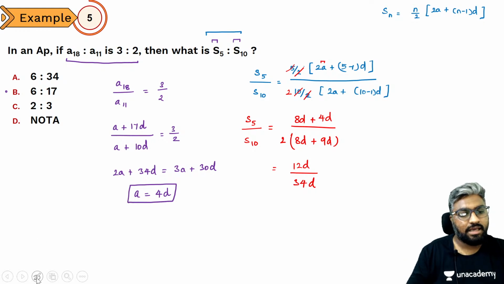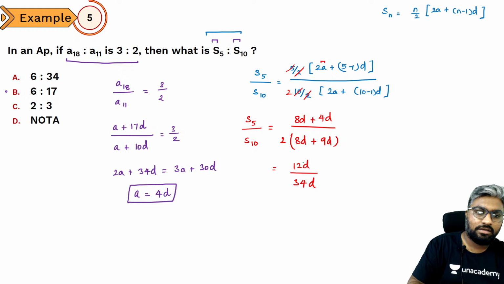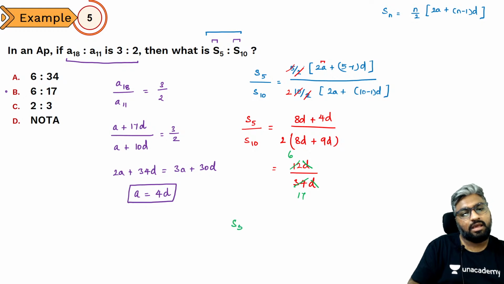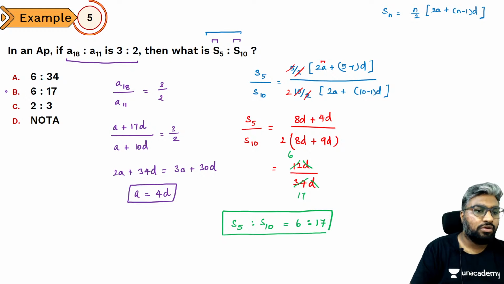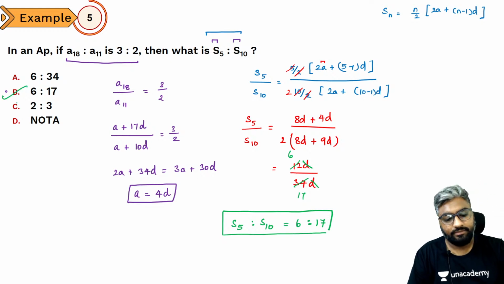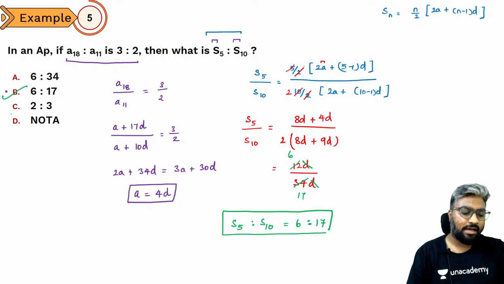Yes, what will happen here? Your d will get cancelled. This is 6 times, this is 17 times. So what are you getting? S5 is to S10 is 6 is to 17. Direct equation solving. No headaches, no assumption, nothing. We are not doing any assumptions, any trial and error, logic, nothing. Direct equation solving, that's it.